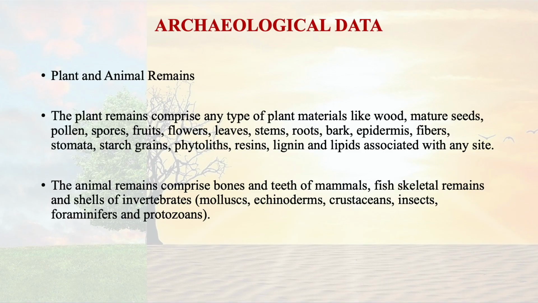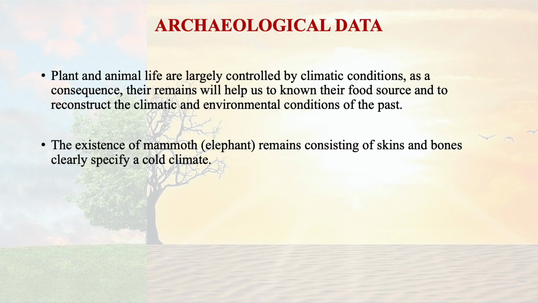As far as animal remains are concerned, it includes the bones, because they are calcium rich, and teeth. As far as fish is concerned, the skeletal remains of the fish, and a lot of invertebrates also. All these things can help us to understand the past climate. For example, the existence of elephants indicates a cold climatic condition.